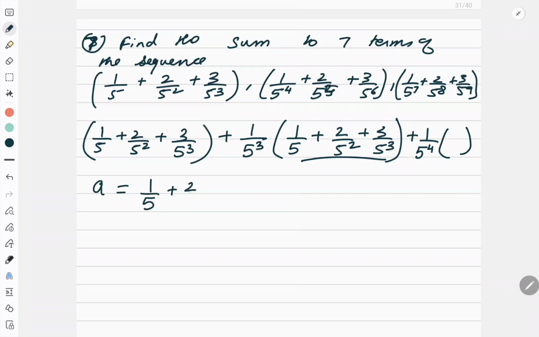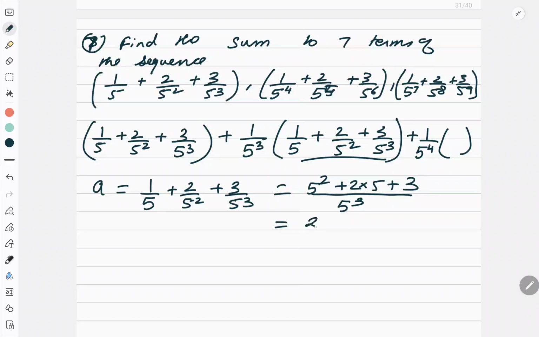1 by 5 plus 2 by 5 square plus 3 by 5 cube, which is equal to 5 square plus 2 into 5 plus 3 upon 5 cube. So 25 plus 10 plus 3 upon 125. So 35, 36, 37, 38. So 38 upon 125 is my first term. And what is r? R is clearly 1 upon 5 to the power 3. Here 5 to the power 6 I should take common.